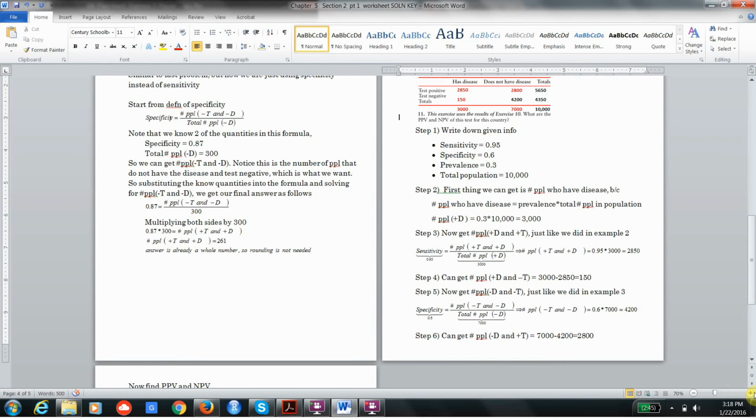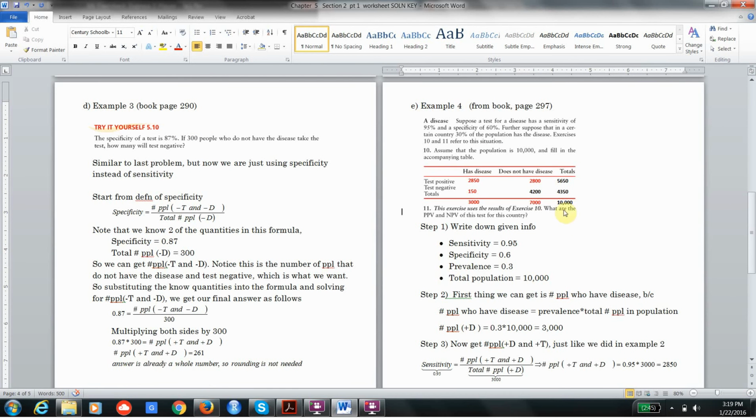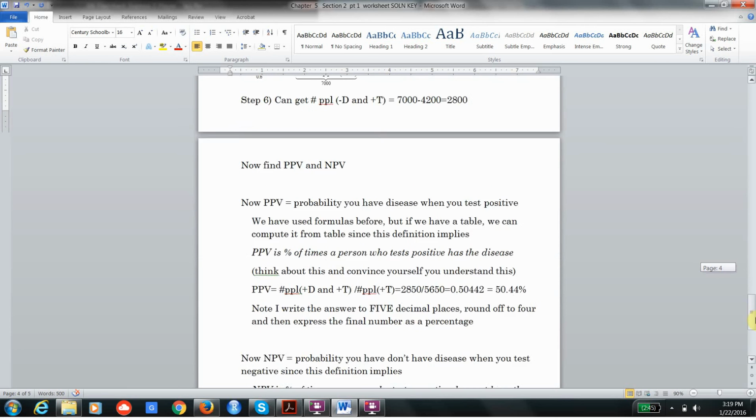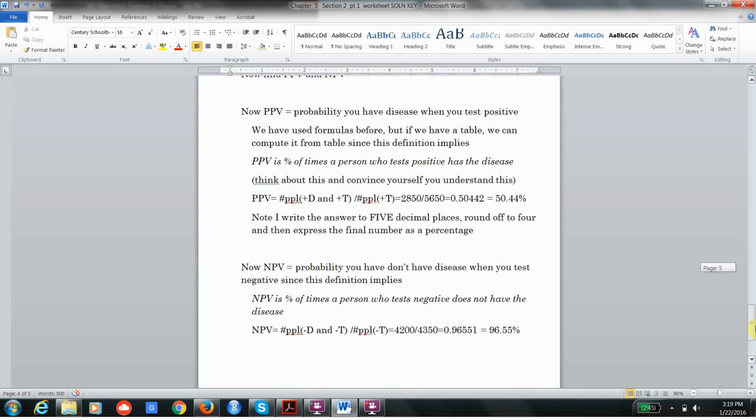Okay, last but not least, I want the number of people that test positive and don't have the disease. Well, again, same sort of thing. These two numbers have to add up to 7,000, so this must be 2,800. And that completes the table. Okay, good. Now I want the NPV and the PPV. And notice we usually use a formula for this, okay? But when we have the table, we can compute it from the table also. Supposedly this is the whole population, okay?